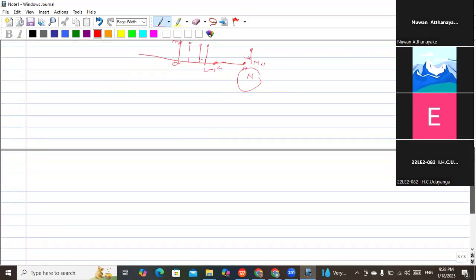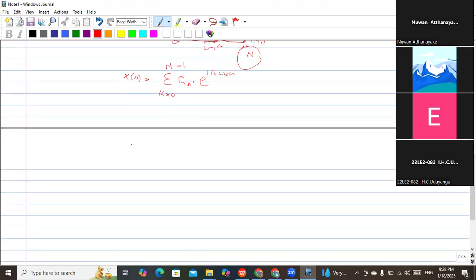Now you need to represent the Fourier series representation. That signal can be represented as a collection of sinusoidal signals, complex exponential signals, with the weightage e to the power jk omega naught n. This k will be from 0 to n minus 1, because n is the period. And ck can be evaluated.